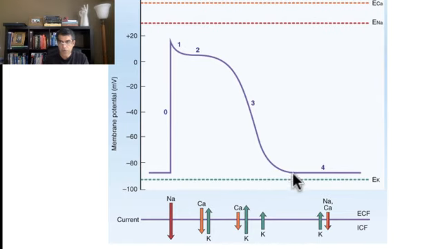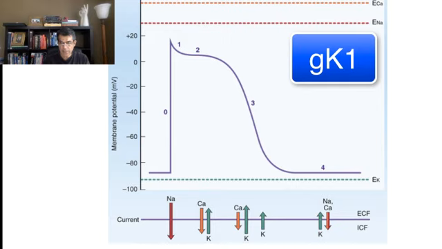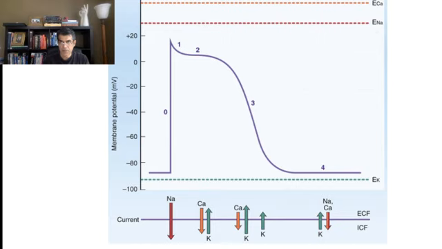Now, in stage 4, we're going to have another potassium channel open, and that potassium channel is different than this potassium channel. This potassium channel, stage 4, is called GK1, and that's a very special type of potassium channel. And that still is going to allow potassium to get out.